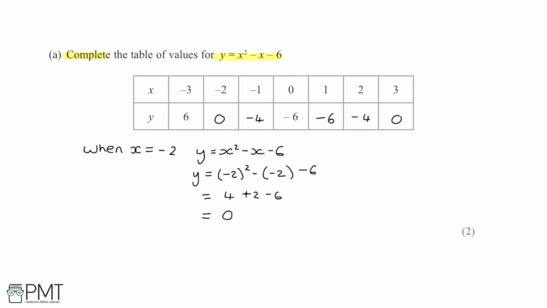We can see a pattern emerging here as well. We go from 0 to -4 to -6, and then back from -6 to -4 to 0. We'd expect that to happen somewhere in this graph because we are working with a quadratic, so a curve.